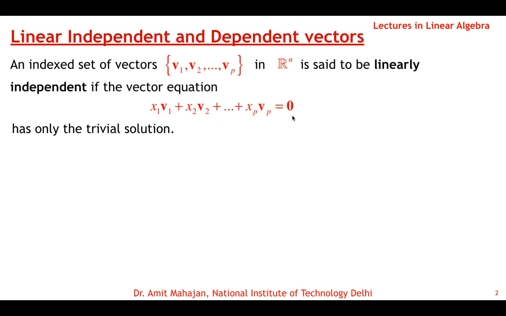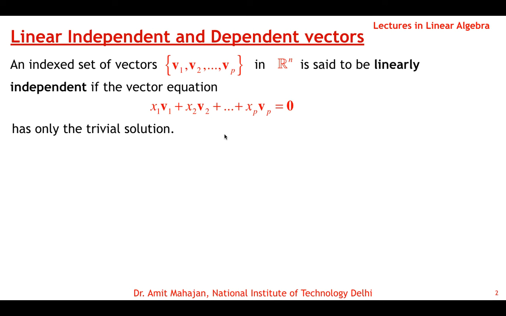Because the system is consistent, if it has only a unique solution which is the trivial solution, which means x1, x2, xp all 0 is the only solution which satisfies this equation, then the vectors v1, v2, vp are said to form a linearly independent set.